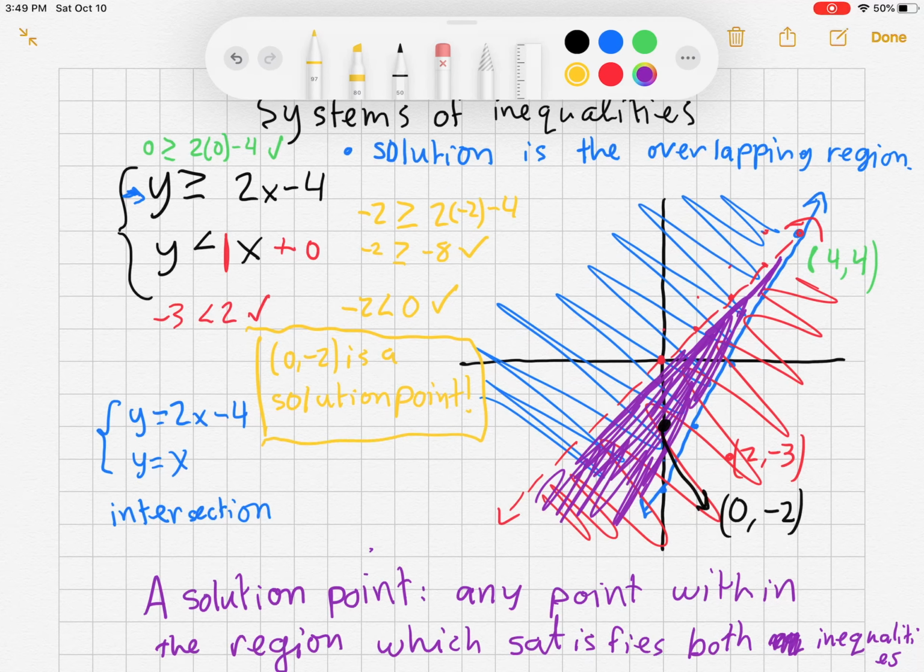Are there other solution points that are true? Yes. But that is just one that I want you to point out. And just say that you can see at least one point in there that satisfies both equations. Do you necessarily need to show me that it satisfies both equations algebraically? No. Just make sure you pull one out there.